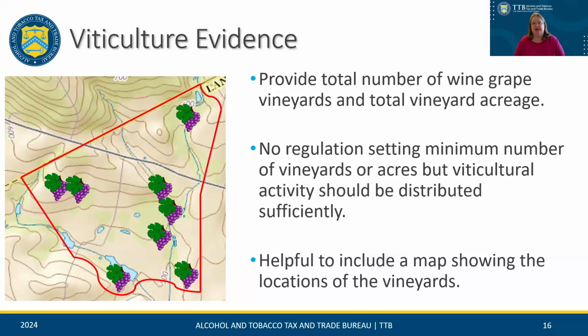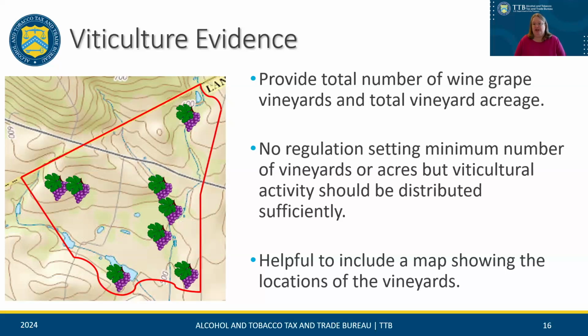The first, viticultural evidence. How do you prove that grape growing is taking place in your proposed area? The easiest way is to provide the total number of wine grape vineyards and the total vineyard acreage within your proposed AVA. If you don't have an exact number, it's okay to approximate.